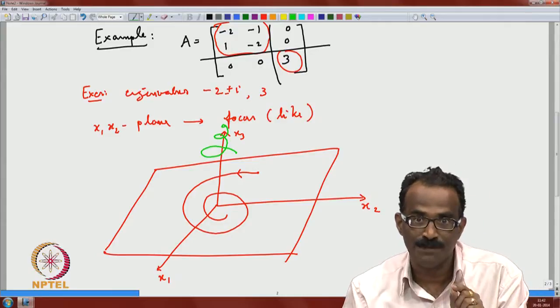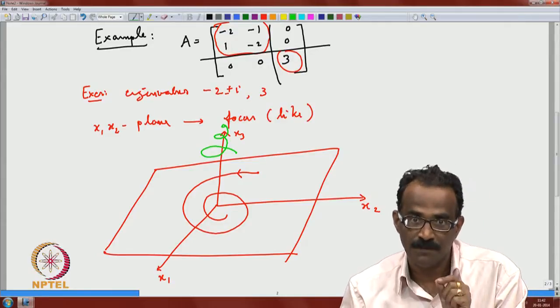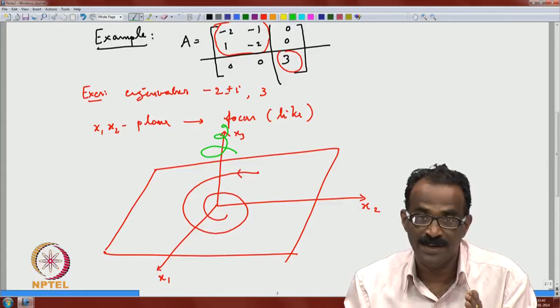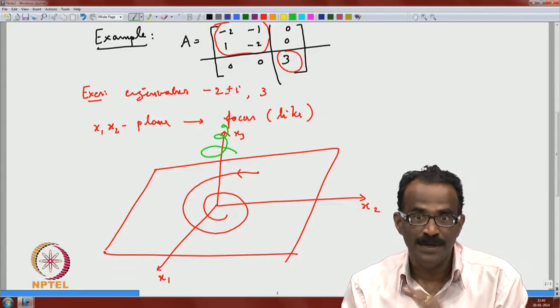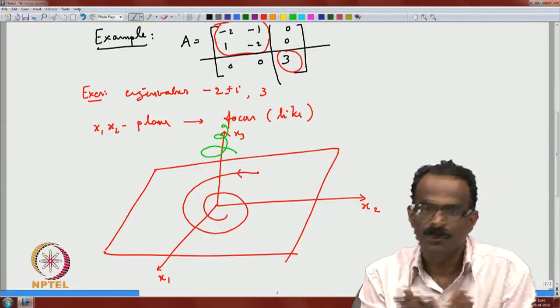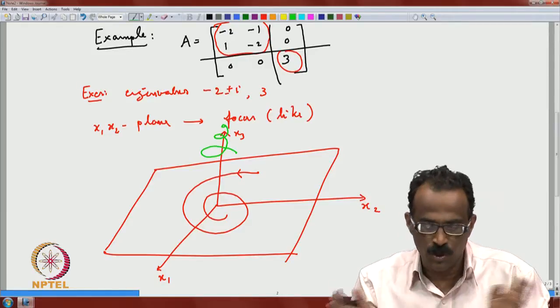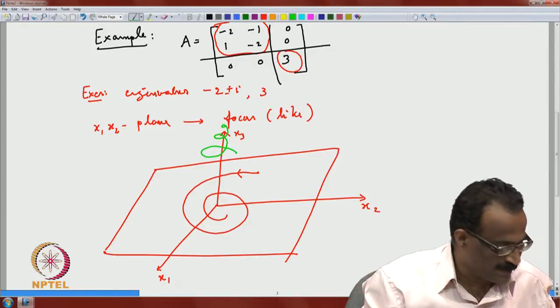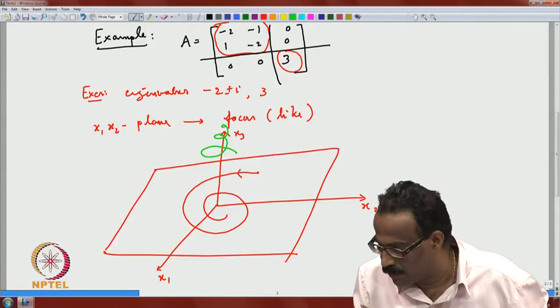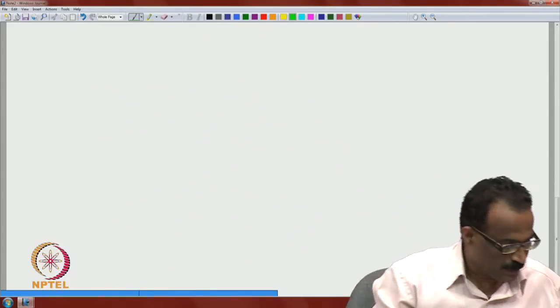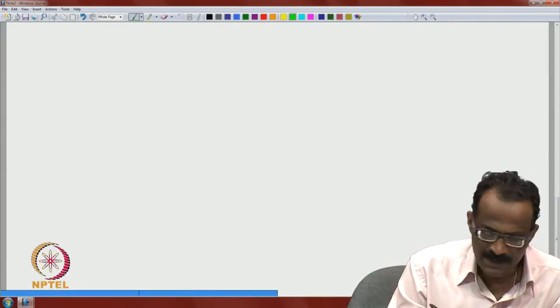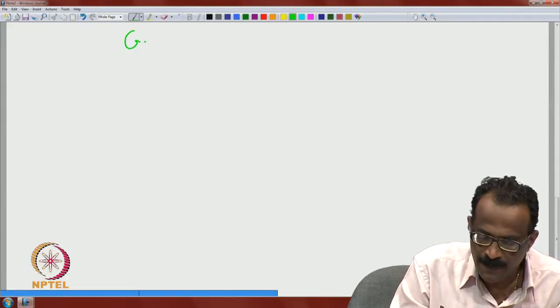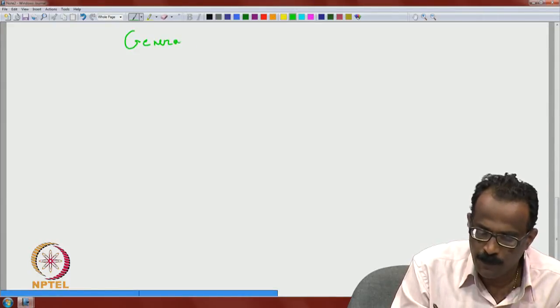So we have two examples given. One has the focus behavior on a restricted plane. In another example you have a saddle point behavior, and you can give all kinds of things with a node and all that. So we will skip this and do only that one. Now we will go to the general case and the Jordan form.